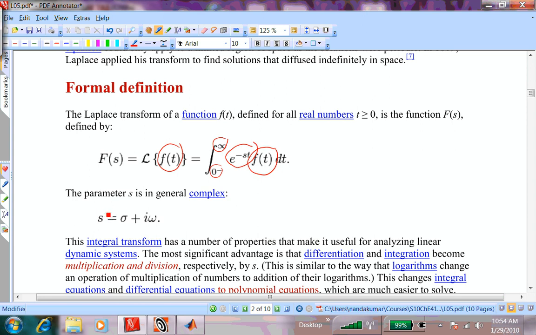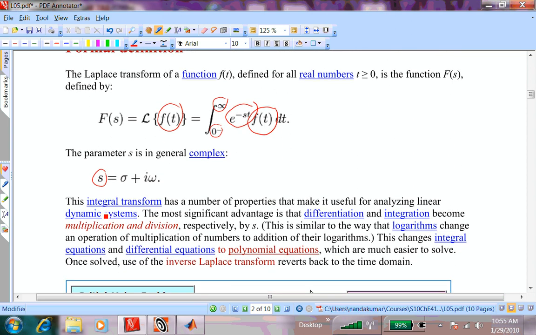Now, s is allowed to be a complex variable. Another complication we add to this. Right? And you also know complex variables, learned and forgotten maybe, but they will remind when we need it. Okay? So that is the definition of a Laplace transform.